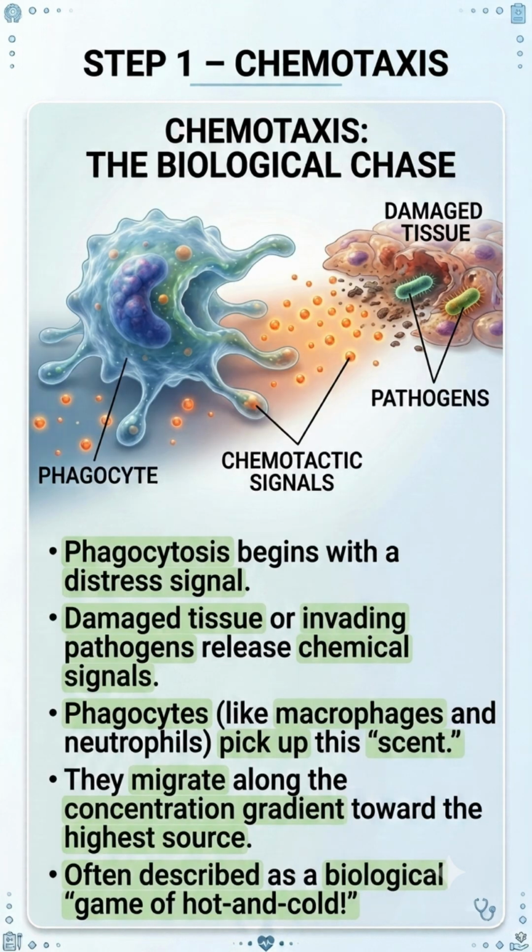1. Chemotaxis. Chemotaxis, known as the biological chase. Phagocytosis begins with a distress signal. Damaged tissue or invading pathogens release chemical signals. Phagocytes, like macrophages and neutrophils, pick up this scent. They migrate along the concentration gradient toward the highest source, often described as a biological game of hot and cold.